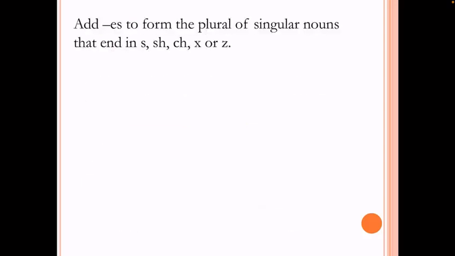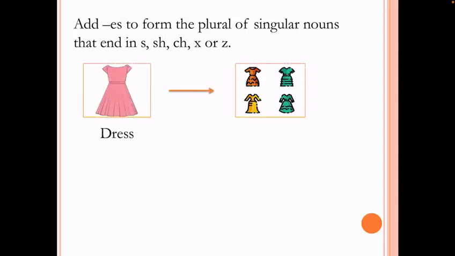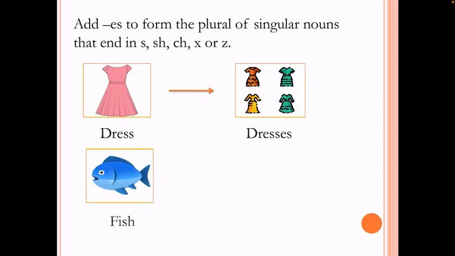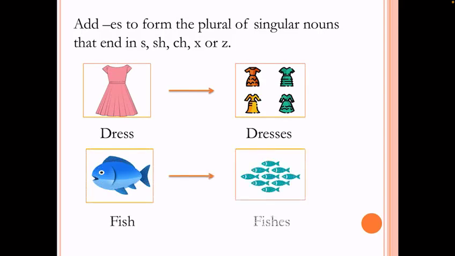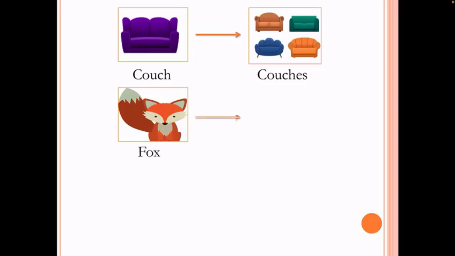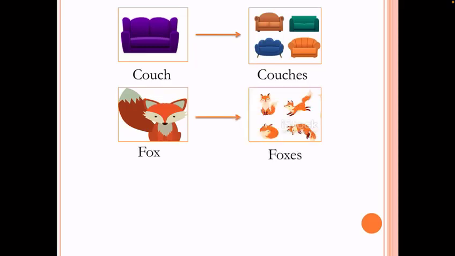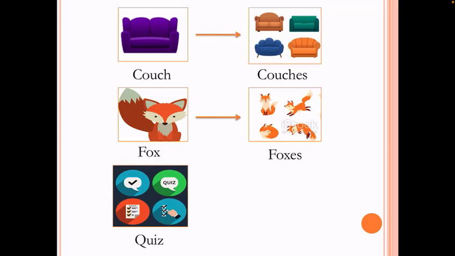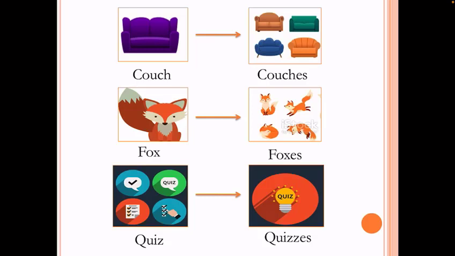Add es to form the plural of singular nouns that end in s, sh, ch, x, or z. Dress, we will add es, it will be dresses. And fish, we will add es, it will be fishes. Couch, we will add es, it will be couches. Fox, we will add es, it will be foxes. And quiz, we will add another z and es, it will be quizzes.